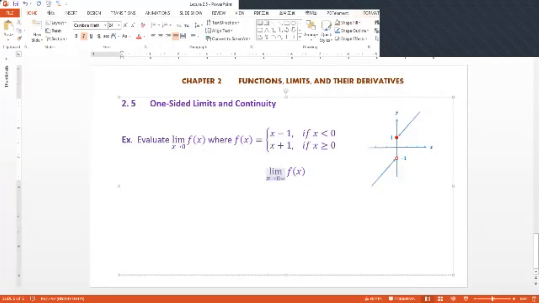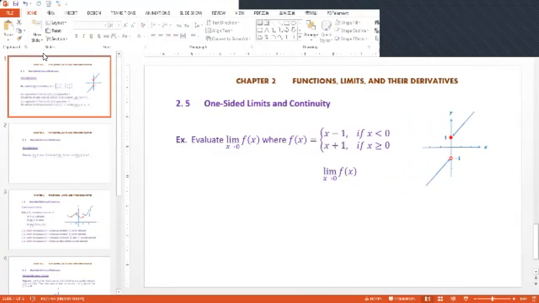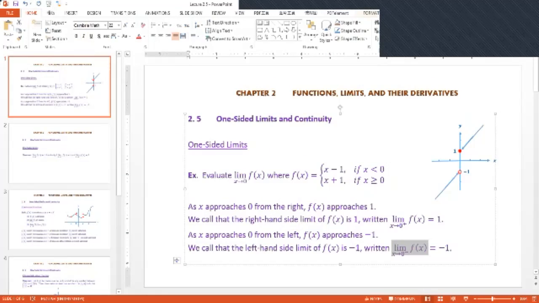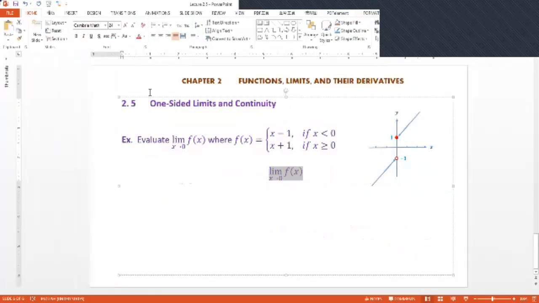So that doesn't work. Okay, let me find where the notation is. Okay, so let me just use the notation here. Copy it. Okay, so we're trying to find the left side limit first, and then we're going to find the right hand side limit.